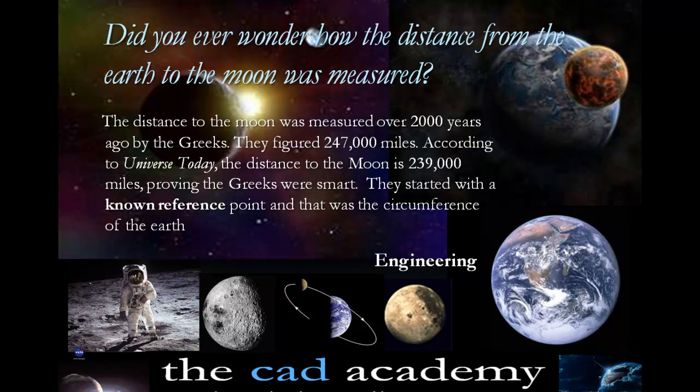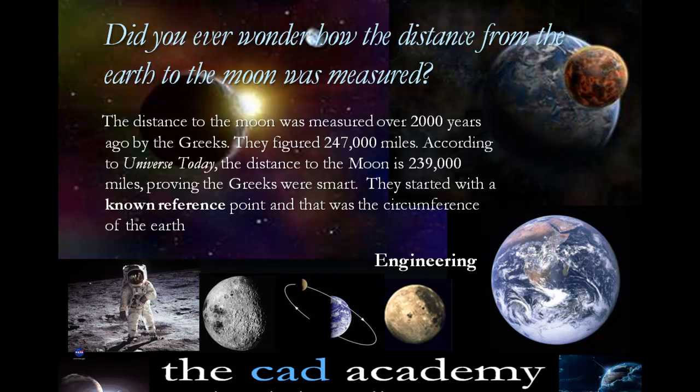Did you ever wonder how the distance from the Earth to the Moon was measured? Well, it was measured over 2,000 years ago by the Greeks. I'm sure because they did not have the distraction of televisions and electronic devices, they looked at the heavens more than we do now and pondered the mysteries of the heavens. They figured about 247,000 miles. And according to Universe Today, the distance to the moon is 239,000 miles. So imagine that 2,000 years ago, they were very smart and came very close to the actual distance.